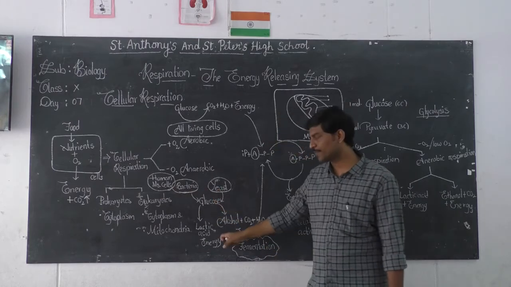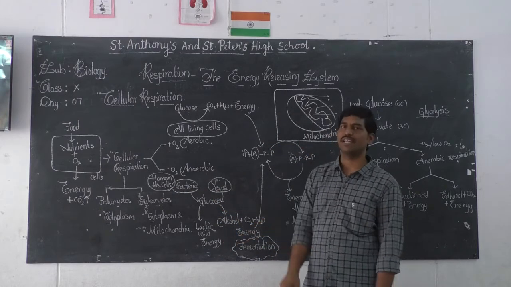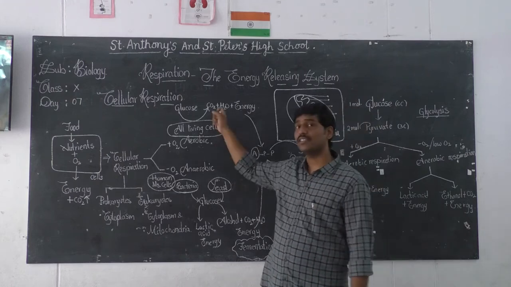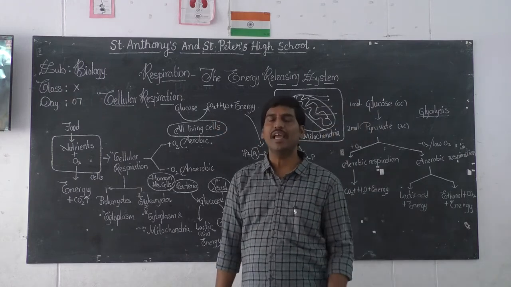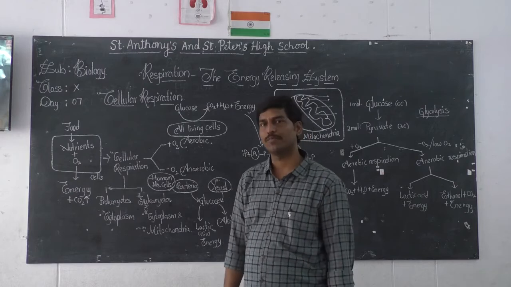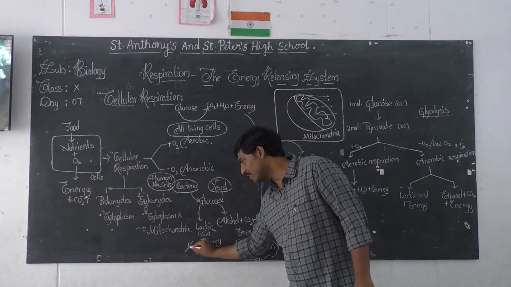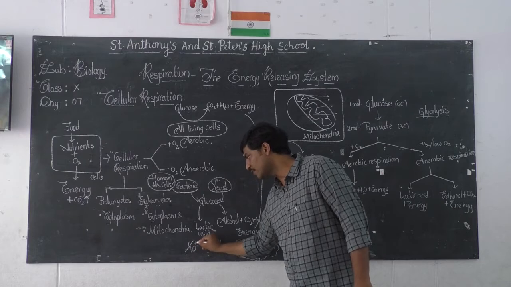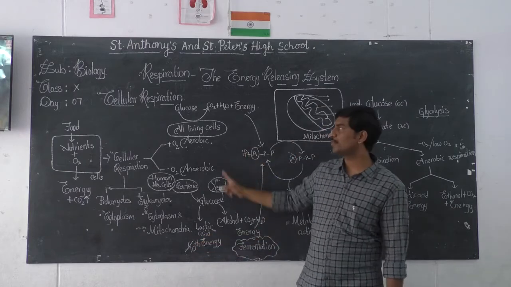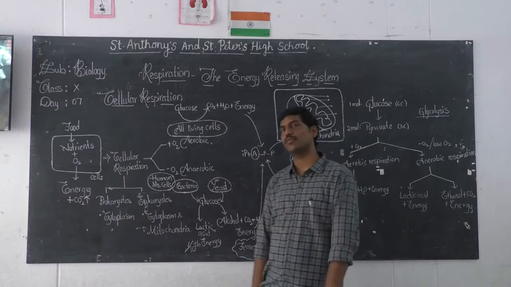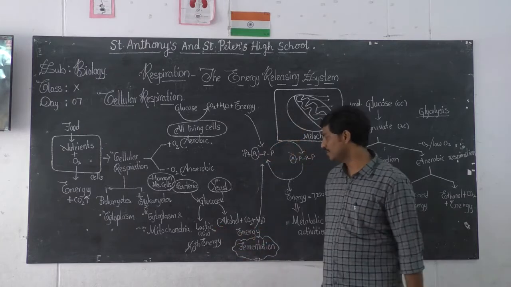And the energy produced in anaerobic respiration is very less, whereas the energy produced during aerobic respiration is more. The energy produced in anaerobic respiration is 1/10 of the energy produced during aerobic respiration. That means a very little amount of energy is released here.